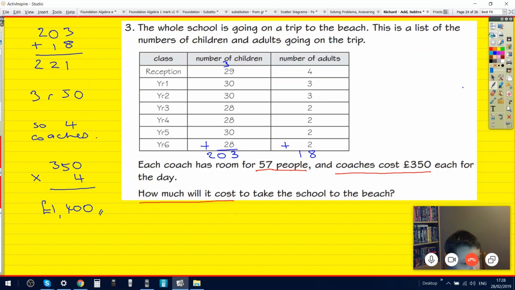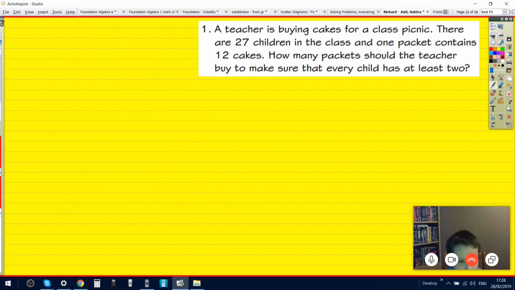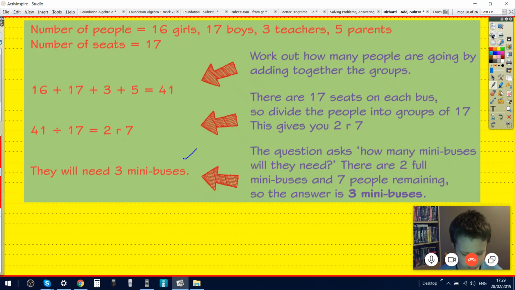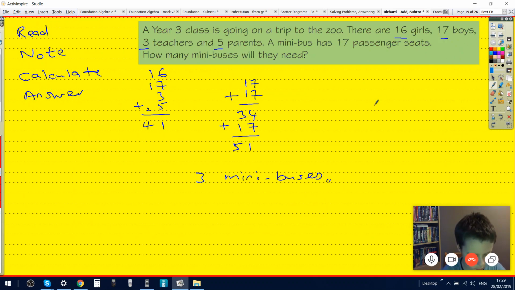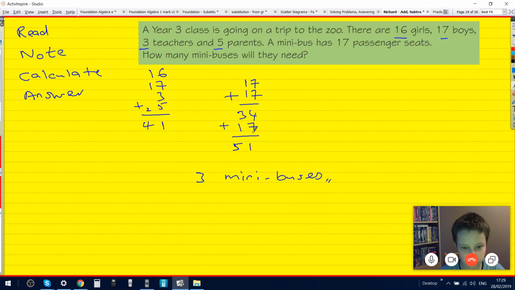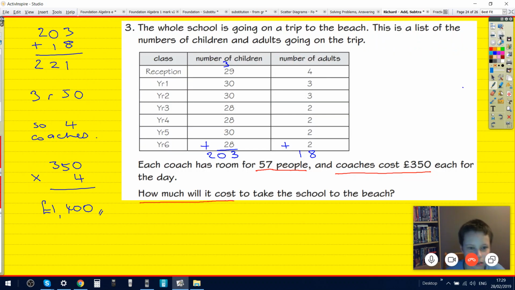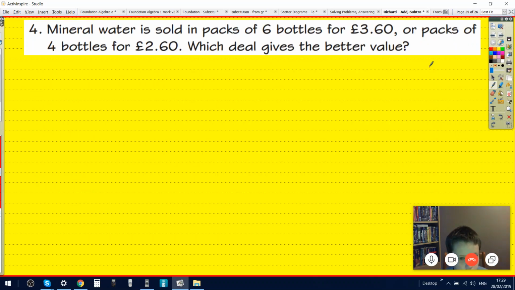It reminded me a bit of this one, where although you had 10 spare seats, you still had to get 3 minibuses. So although you have some spare seats, you're still going to have to get 4 coaches. Any questions about that one? Nope, I don't have any. No, you did great. That was a big one.